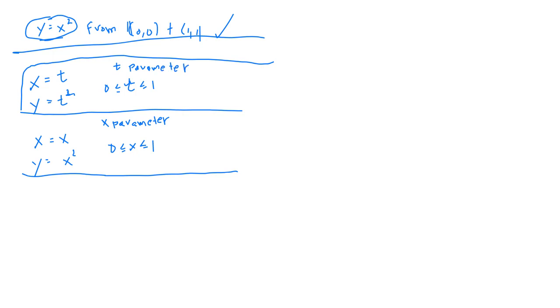I like this because you're used to parametric equations needing x equals something and y equals something. Well, here we have x equals something and y equals something. But if x is the parameter, then x just equals itself and y equals x squared. Aren't these two parameterizations equivalent?